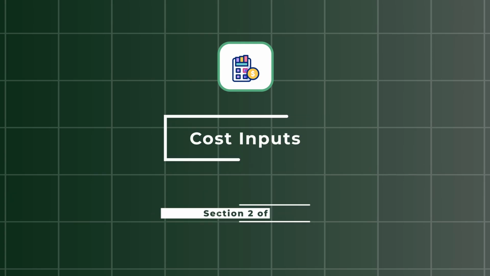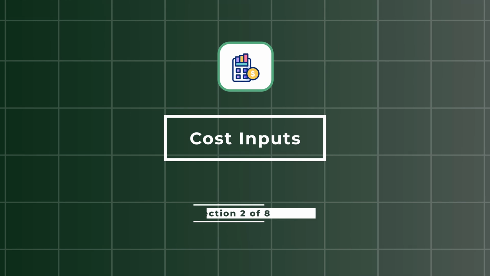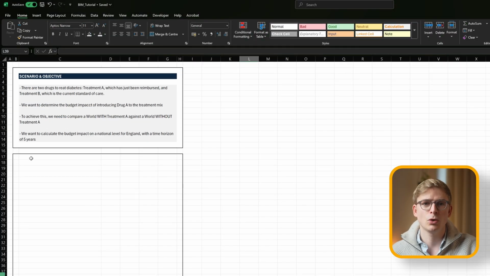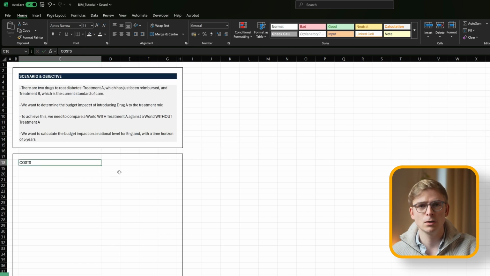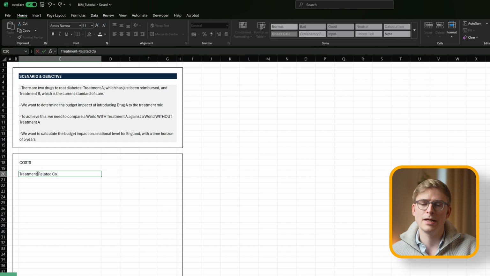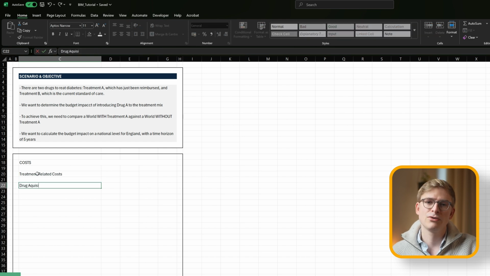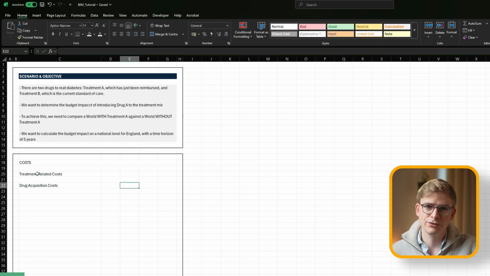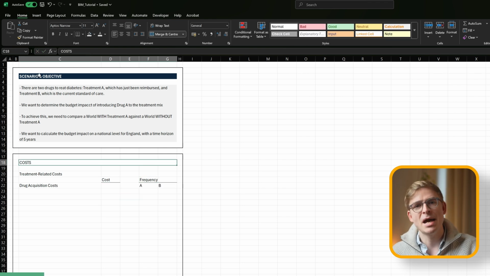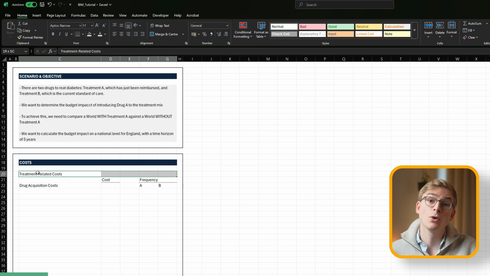We can start off by collecting the relevant cost inputs for our model. To help us do this, it's very useful to think about the different types of costs we're interested in for our budget impact model. These can be split into two, including treatment-related and condition-related costs. Treatment-related costs are costs such as drug acquisition costs, costs for administration, monitoring costs, or costs for the treatment of adverse events. Condition-related costs, on the other hand, are costs which are associated with managing the symptoms and/or consequences of the condition.